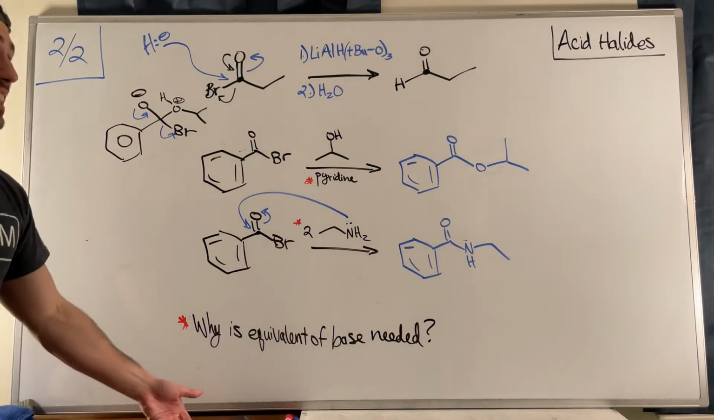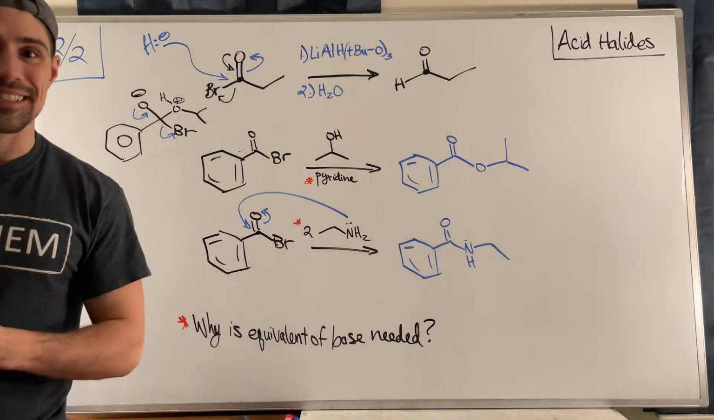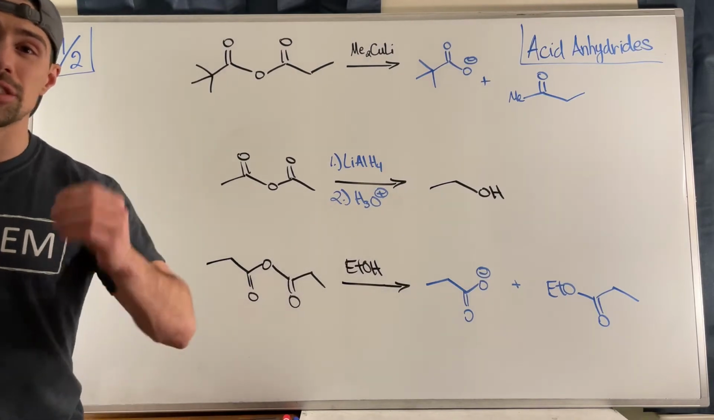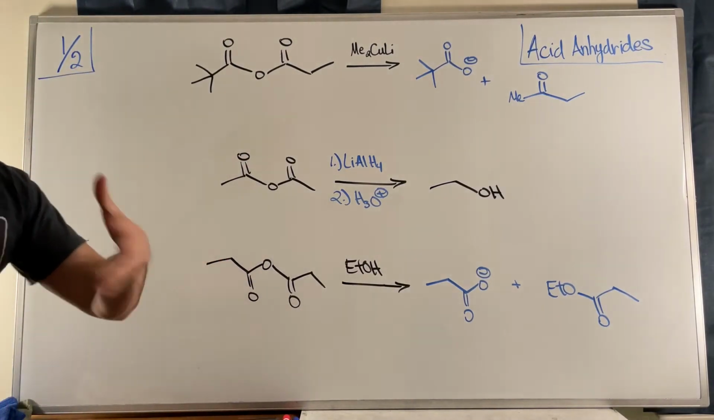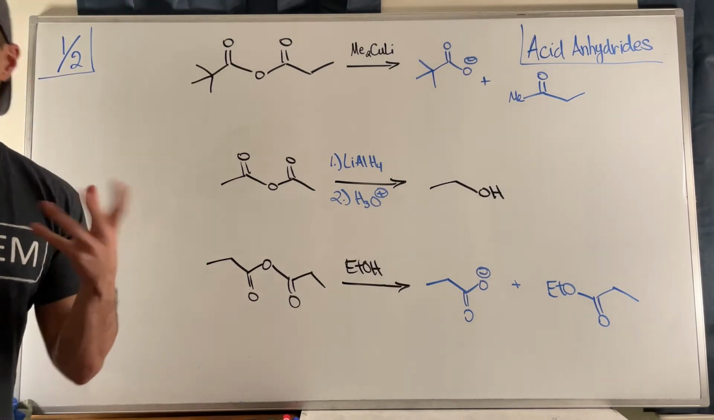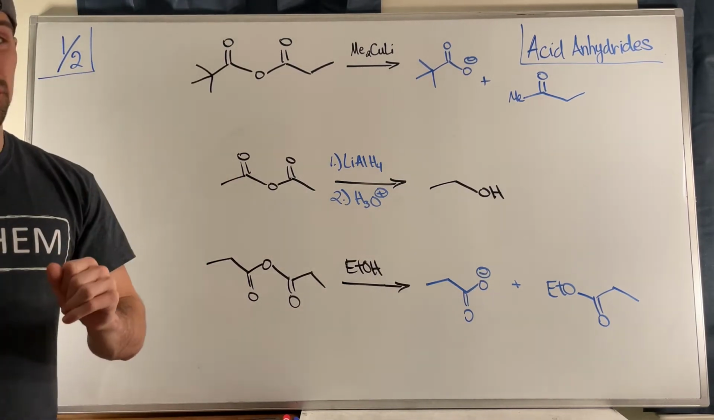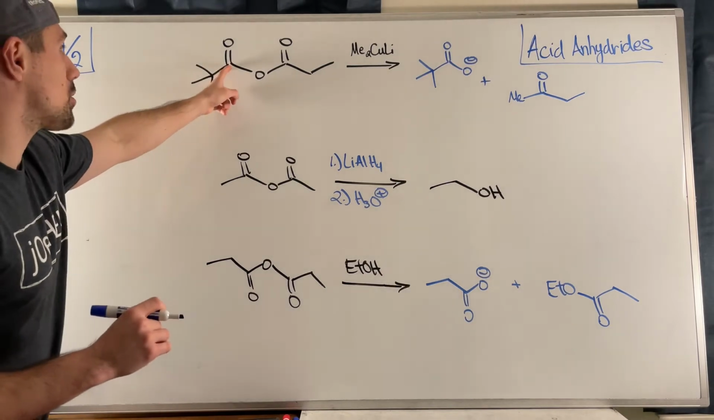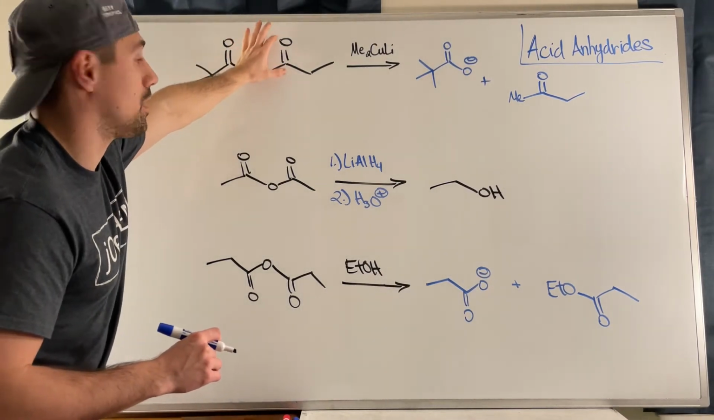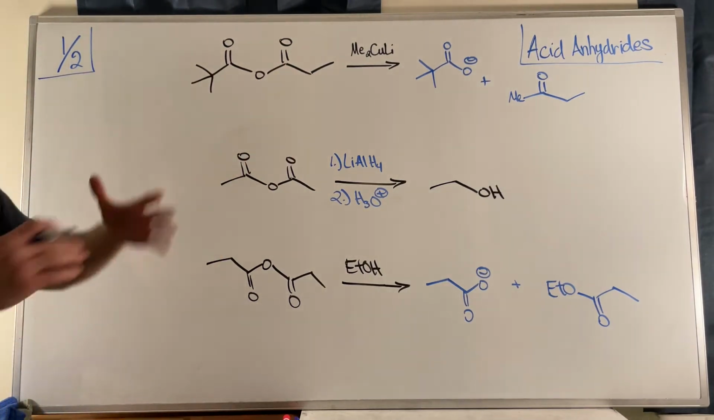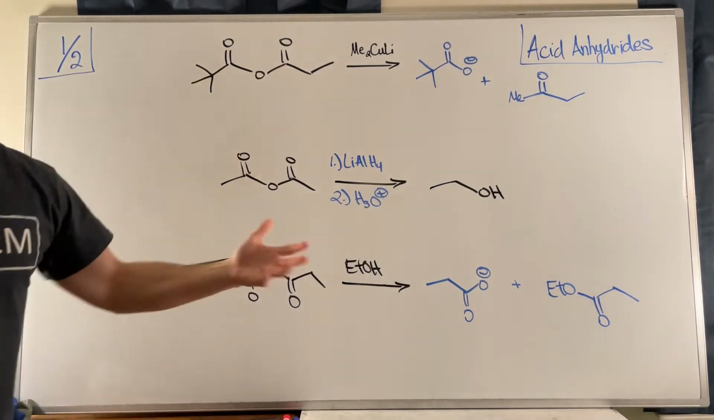Okay, gang, that does it for acid halides. On to the next section. Okay, gang, rolling into the first take of acid anhydrides. So remember, an acid anhydride, to my eye, is a very weird looking functional group. So you have carbonyl, remember C double bonded O, oxygen, C double bonded O. So it's carbonyl, oxygen, carbonyl, okay?